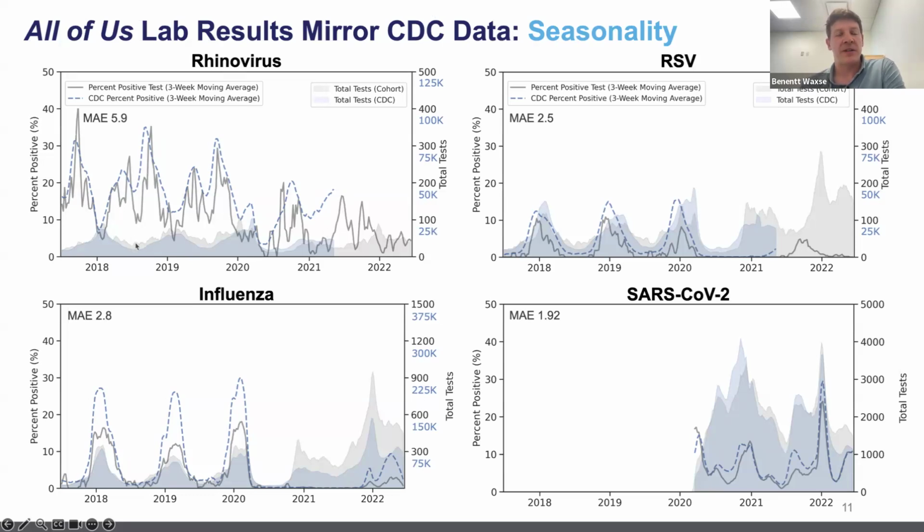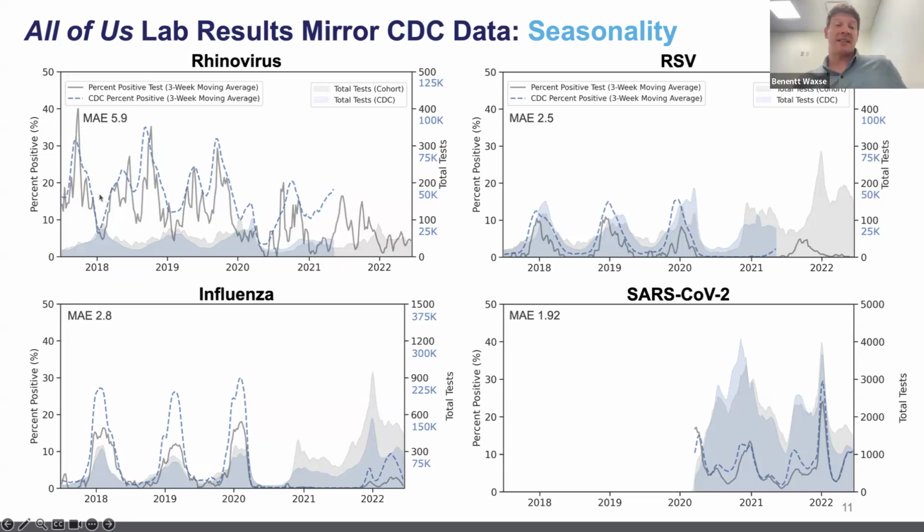First, we'll look at the shaded bars, and you can see as respiratory season shows up, the number of tests providers send goes up. And during the summer, fewer people are sending tests. And if you look at the test trend for All of Us versus CDC, they match really nicely. If you see data end, it's because I was only able to get CDC data up to that point.